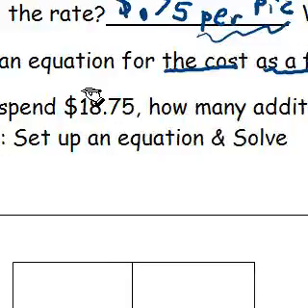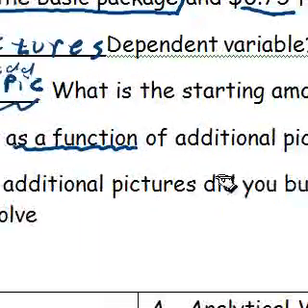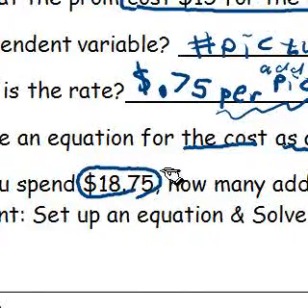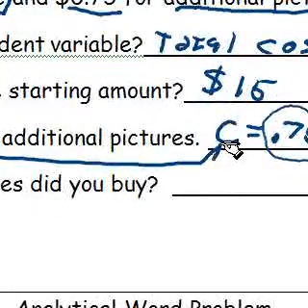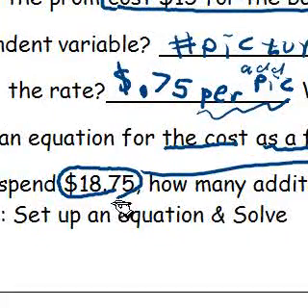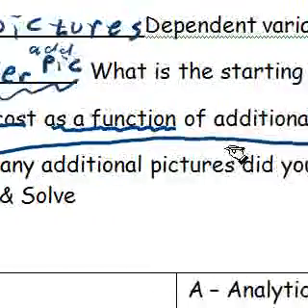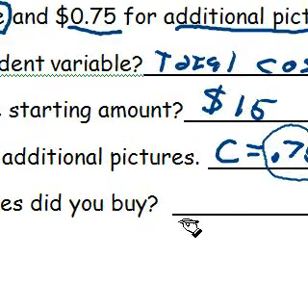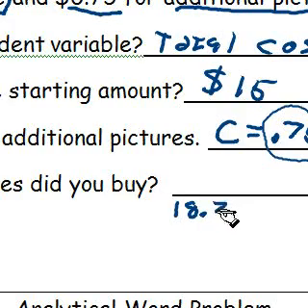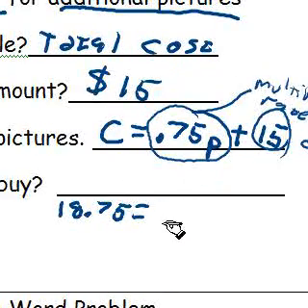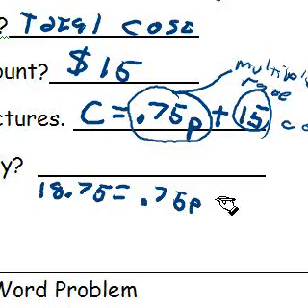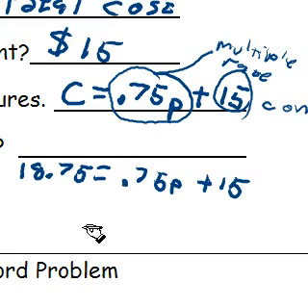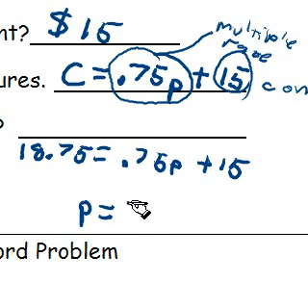If we spend $18.75, how many pictures did we buy? Well, here it's telling us what our total cost was. If C equaled $18.75, how many additional pictures did we buy? It sounds like we just set up a multi-step equation: 18.75 equals 0.75p plus $15. After we solve that, the answer is 5 pictures.